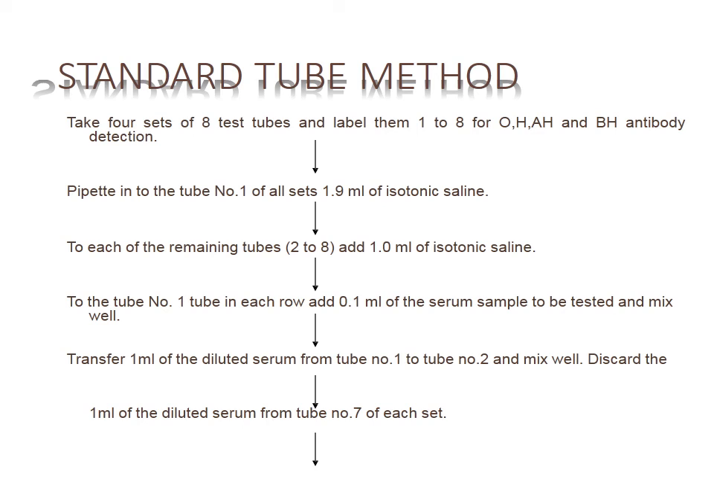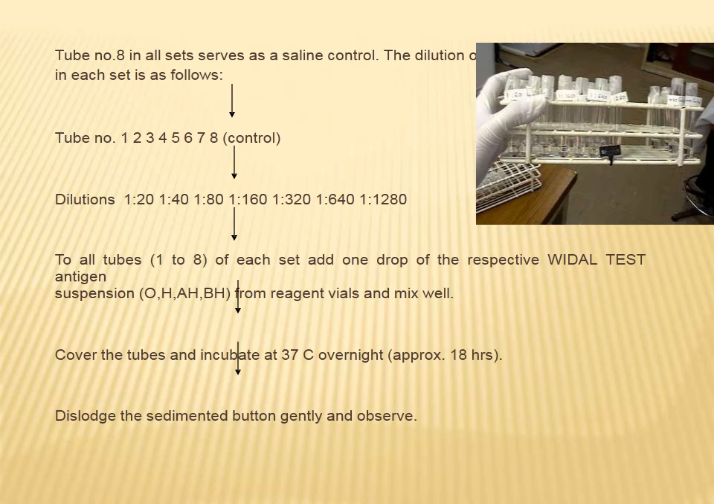To tube number 1 in each row add 0.1 ml of the serum sample to be tested and mix well. Transfer 1 ml of the diluted serum from tube number 1 to tube number 2 and mix well. Continue this, and discard 1 ml of the diluted serum from tube number 7 of each set. Tube number 8 in all sets serves as saline control.